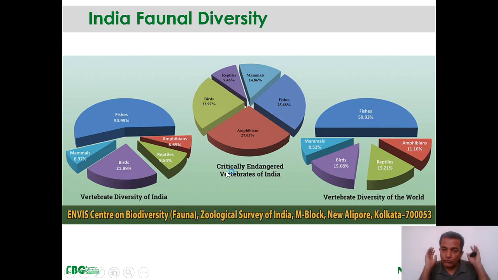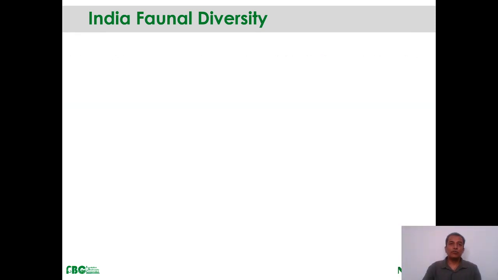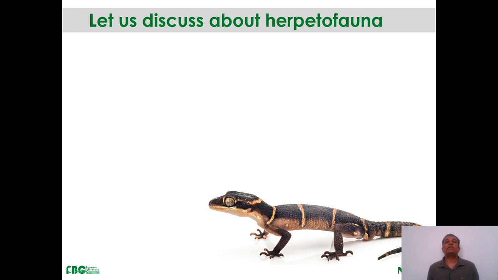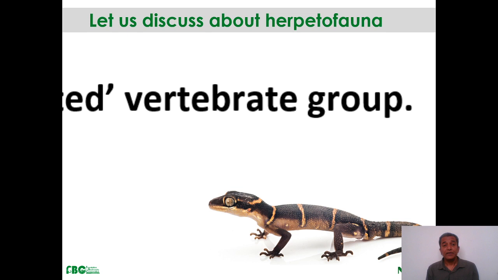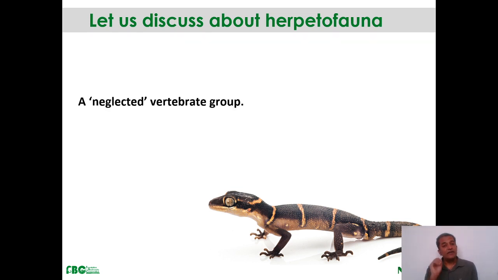So I'm just trying to talk about a very interesting group here, that is amphibians and reptiles. Now, let's discuss them. They are generally called herpetofauna. Herpetofauna is composed of amphibians and reptiles, and herpetology is the study which deals with amphibians and reptiles. Interestingly, this is one of the neglected vertebrate groups. When I say neglected, it implies that there are very few people looking at and studying amphibians and reptiles in India. And this is the fact.